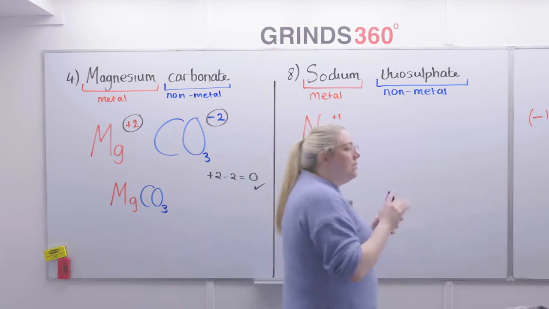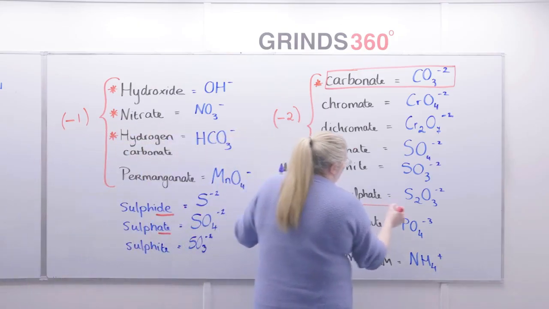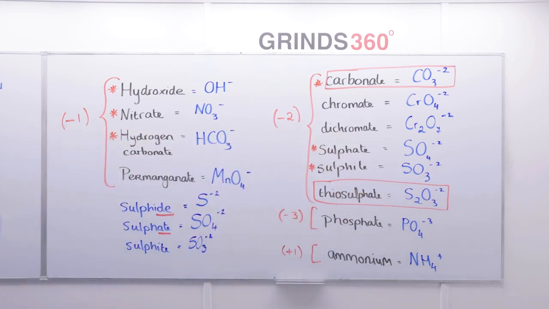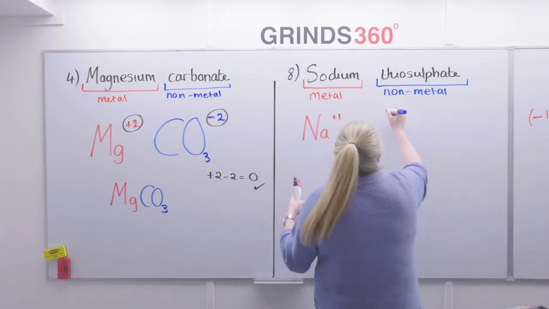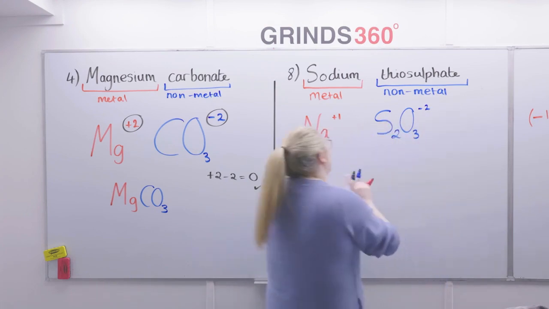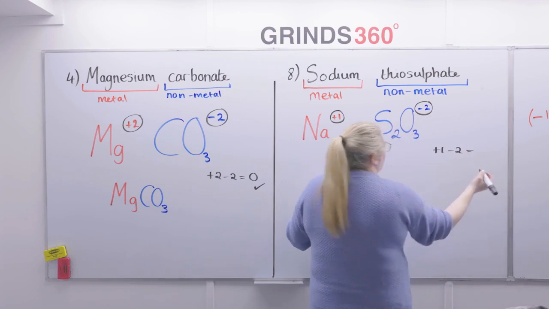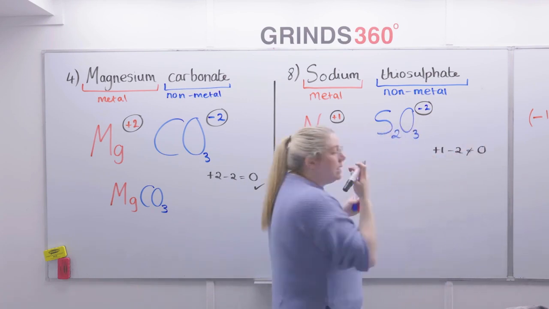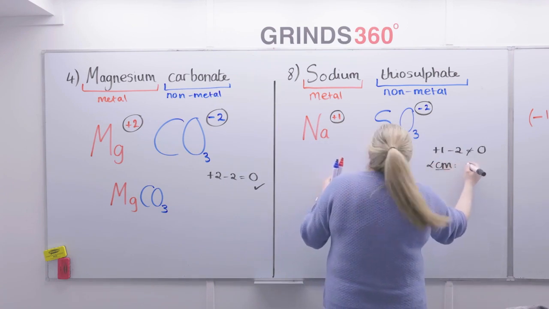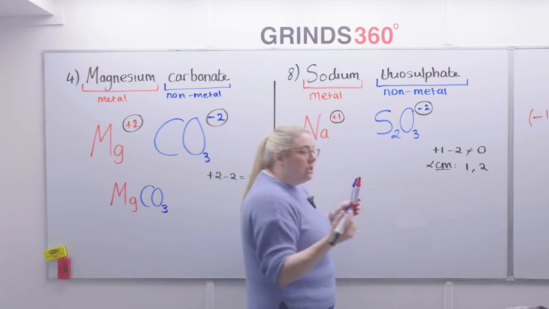A thiosulfate, now this one is one of the trickier ones. Thiosulfate is over here. That is S2O3 minus 2. Now just be careful of your formula with that one. So I have S2O3 minus 2. I have a +1 and a -2. Add them together. +1 minus 2 does not equal 0, so we need to find the lowest common multiple here. Lowest common multiple of the numbers in the charge, I have a 1 and a 2. The lowest number that both 1 and 2 divide evenly into is 2.